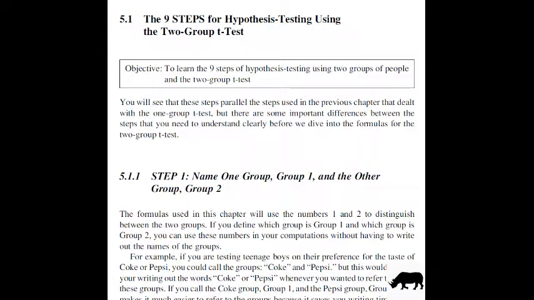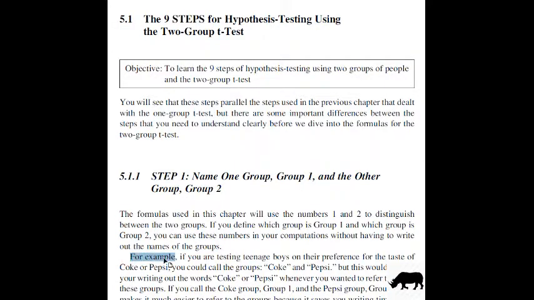Step 1. Name one group, Group 1, and the other group, Group 2. The formulas used in this chapter will use the numbers 1 and 2 to distinguish between the 2 groups. If you define which group is Group 1 and which group is Group 2, you can use these numbers in your computations without having to write out the names of the groups.